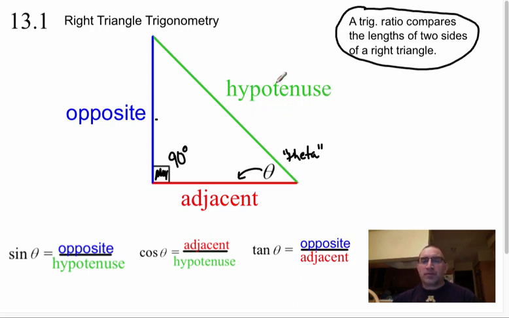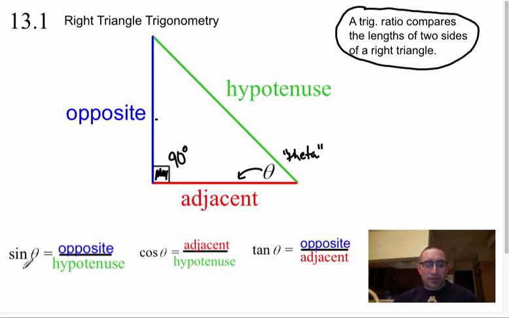Also, for those of you that are paying attention, a hypotenuse is going to the bathroom on an airplane. Pause for laughter. Alright, moving on.